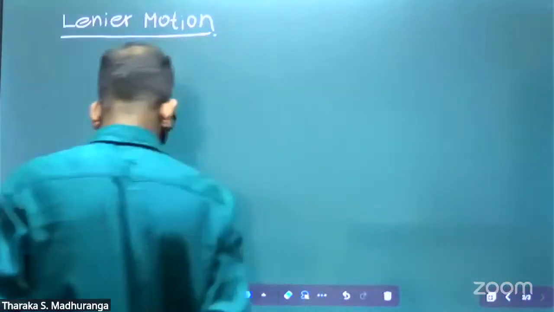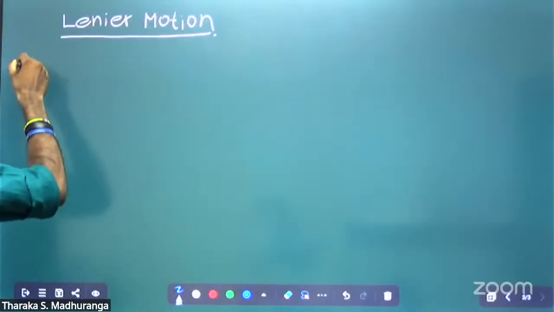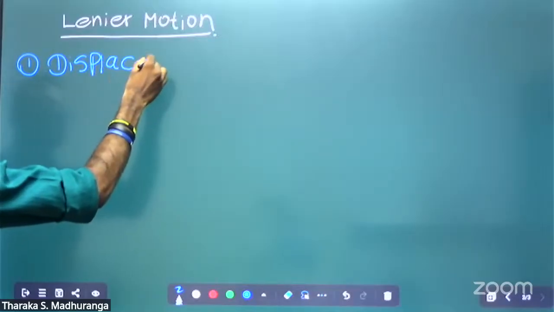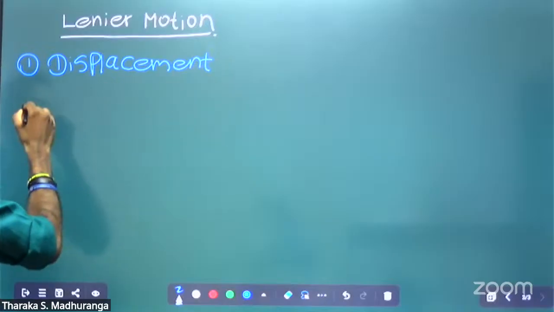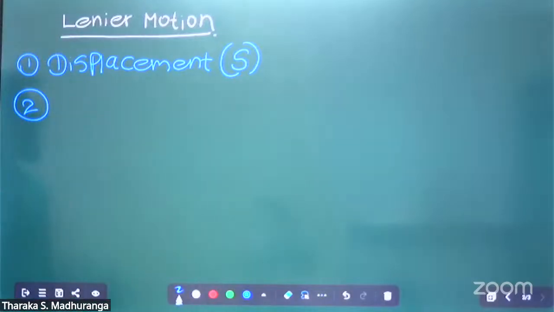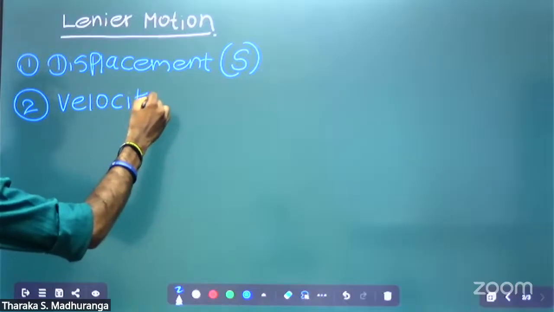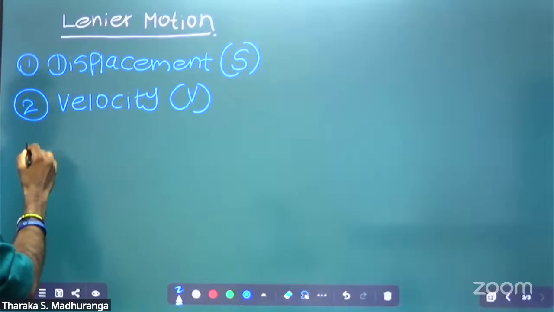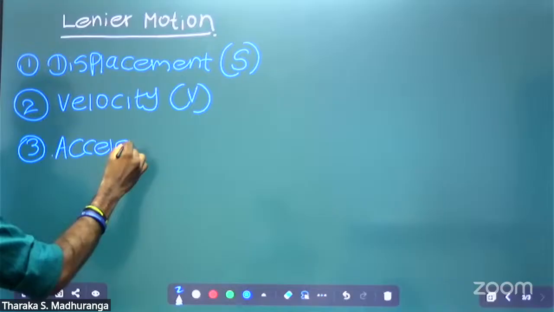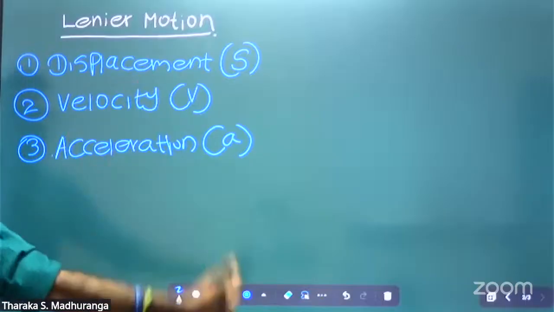Now I am going to list all the vector quantities in linear motion. What are the vector quantities? The first vector quantity is displacement, with the symbol S. The second one is velocity, with the symbol V. The third one is acceleration, with the symbol small a, not capital A. Capital A means area.